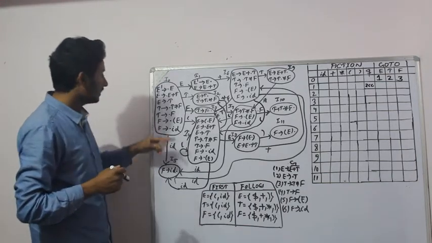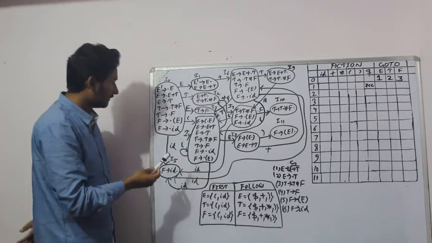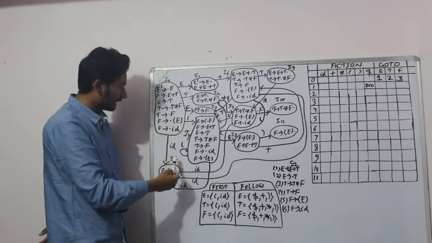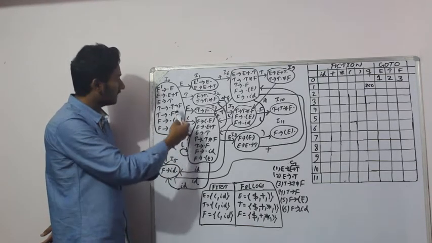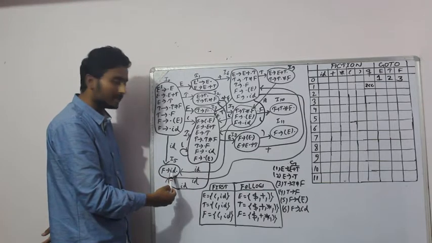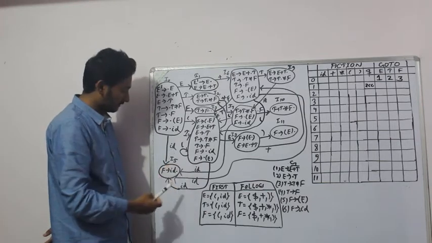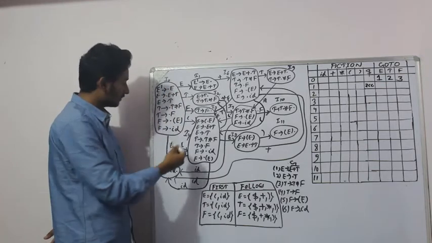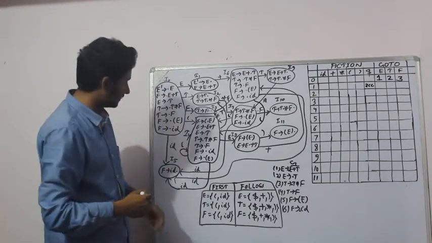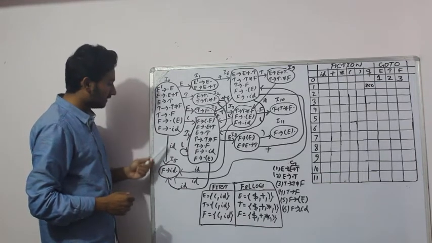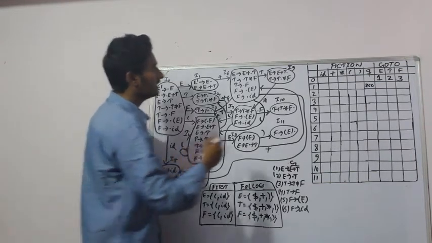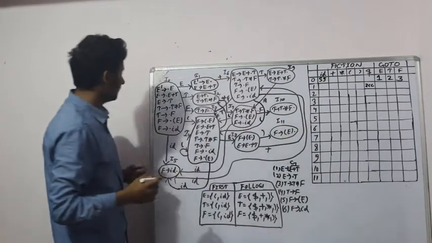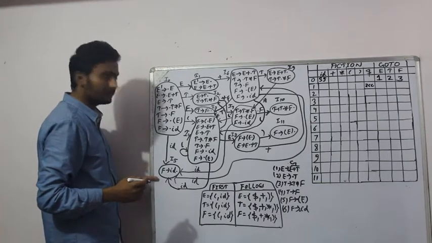Now we have a terminal here. For state 5 from I0 we have ID. It means that we can reach from state 0 to state 5 with a shift operation on ID. Why, friends? Because here we do not have any reduce operation, so we simply have the shift operation. So from I0 to I5 we can reach by using this ID, so we have S5. We have a shift operation from state 0 to state 5.